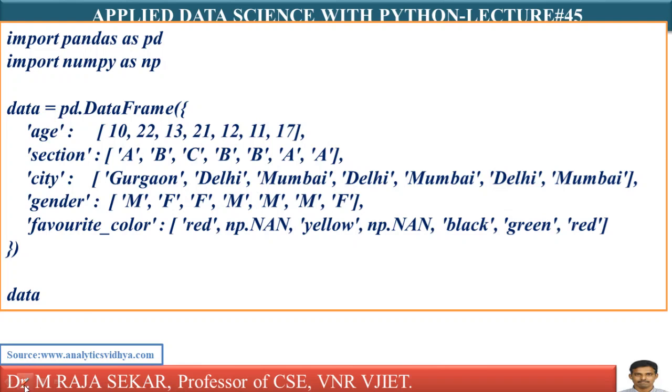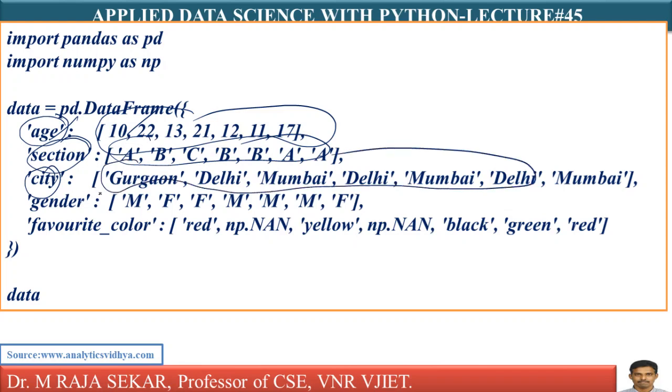Let me create a data frame. How can I create this? Age is my column name, whose values are these. It's just like a dictionary: it's a key, and these are its values. Section is my column name, these are the values. City is the column name, these are the values. Gender is the column name, these are the values. Favorite color is the column name, and these are the values.